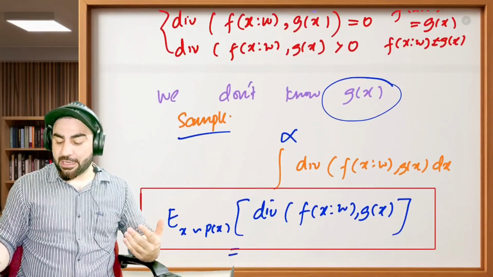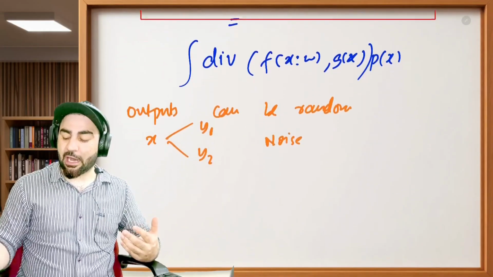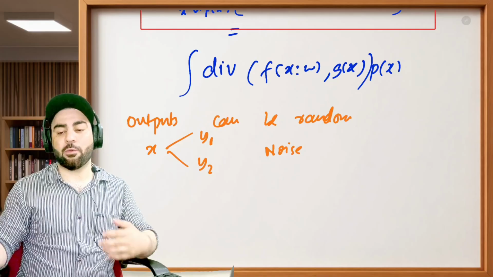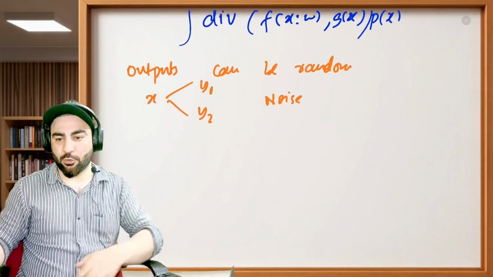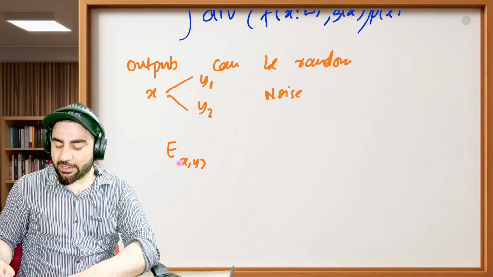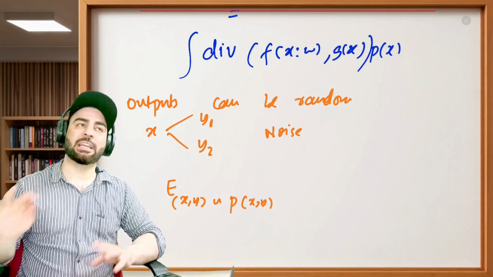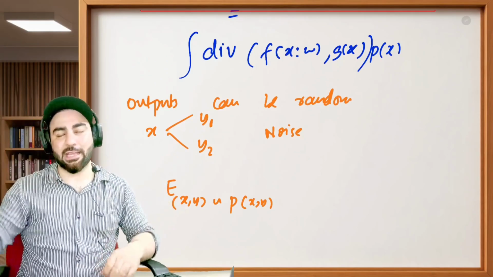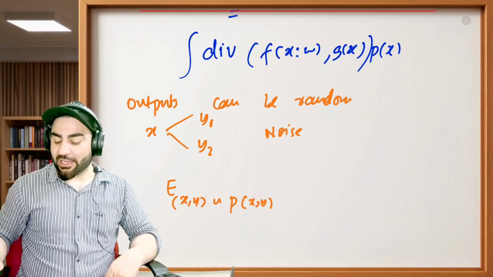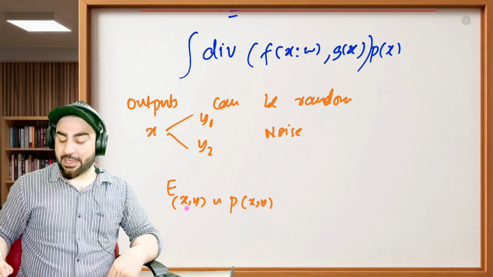The first thing was we do not have g of x. The second thing was outputs can be random. Again, if outputs are random, you should not use this g of x. What you should do is use the corresponding labels. So now you are taking this expectation over x comma y, taken from the probability distribution of x comma y. Initially we were just taking the probability of x. We had a distribution g of x, and we were sampling this x from the probability distribution of x. Now we're taking the joint probability of x and y, and sampling x comma y from there.